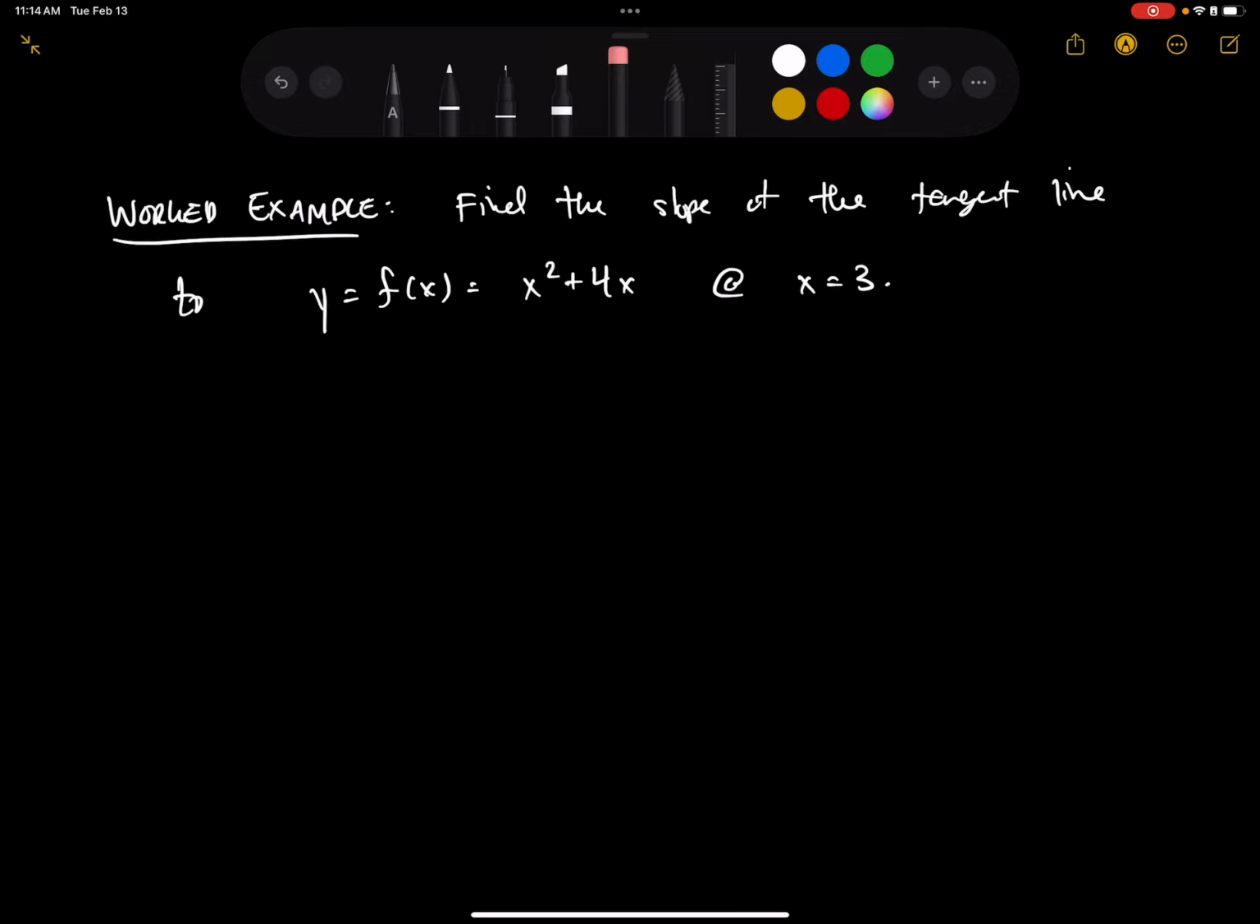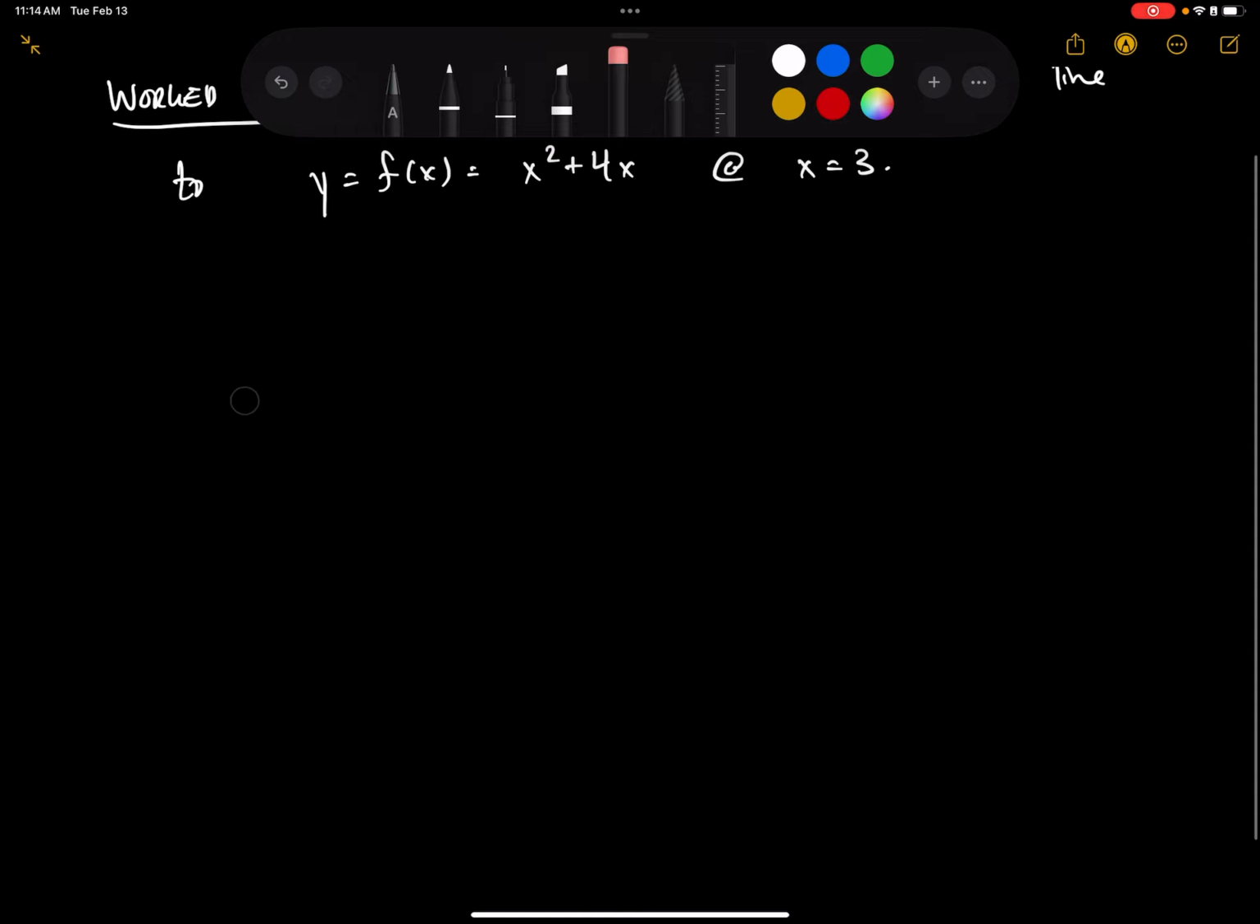Okay, so here we're going to do a worked example, assuming that we're a little rusty on the algebra here. And so we'll go step by step. So we're asked to find the slope of the tangent line at x equals 3 to this curve, x squared plus 4x.